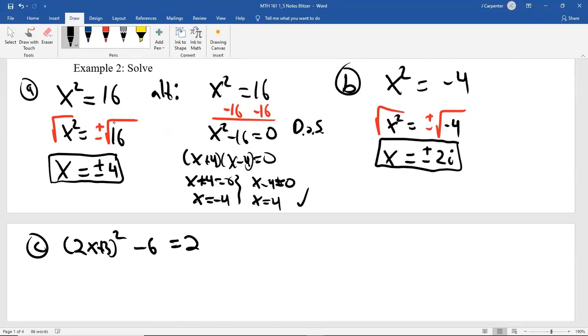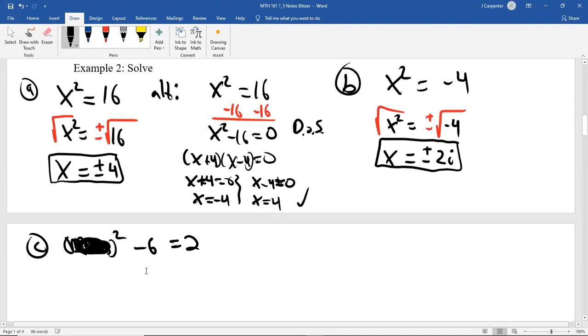2x plus 3 in parentheses squared minus 6 equals 2. So this is not just something squared equal to a number. You have to clean this up. You have to make it look like the first two. Now you might say, well, I can't do that because of this parentheses. It doesn't matter. The fact that it's just something being squared, this is what I meant by the anything.